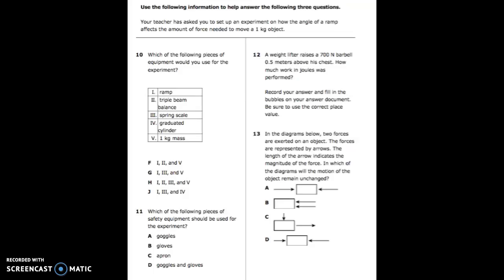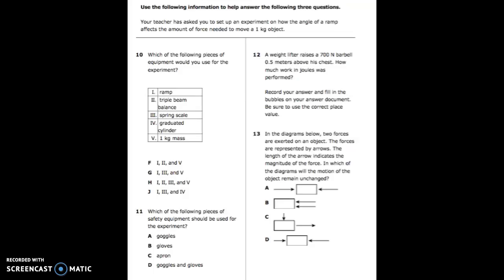A weightlifter raises a 700 N barbell 0.5 meters above his chest. How much work in joules was performed? Record your answer and fill in the bubbles on your answer document. Be sure to use the correct place value. Make sure and use a triangle to help solve this problem. That's your hint.